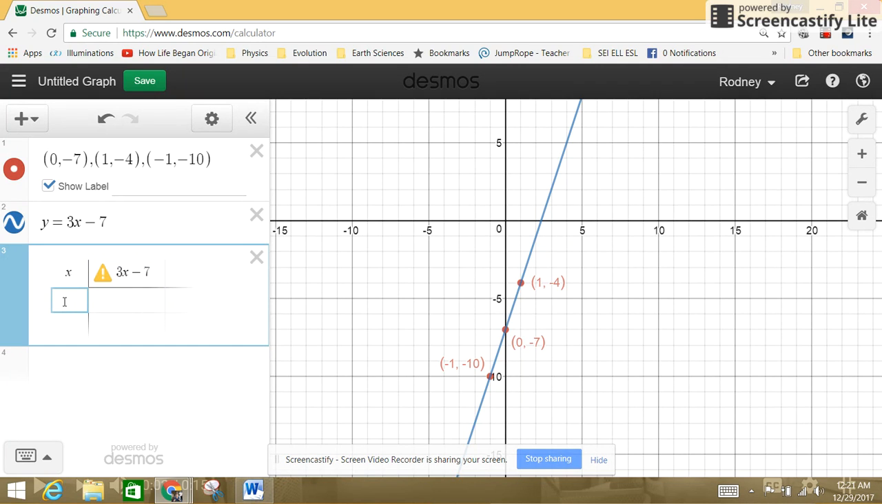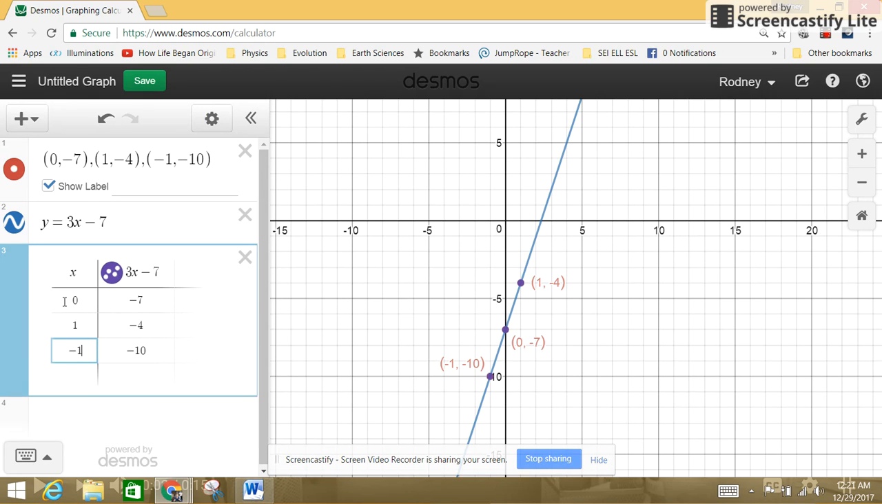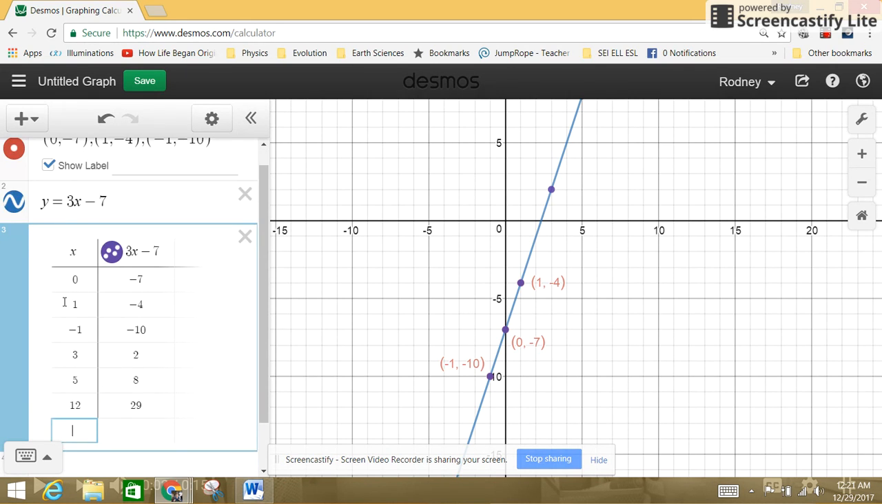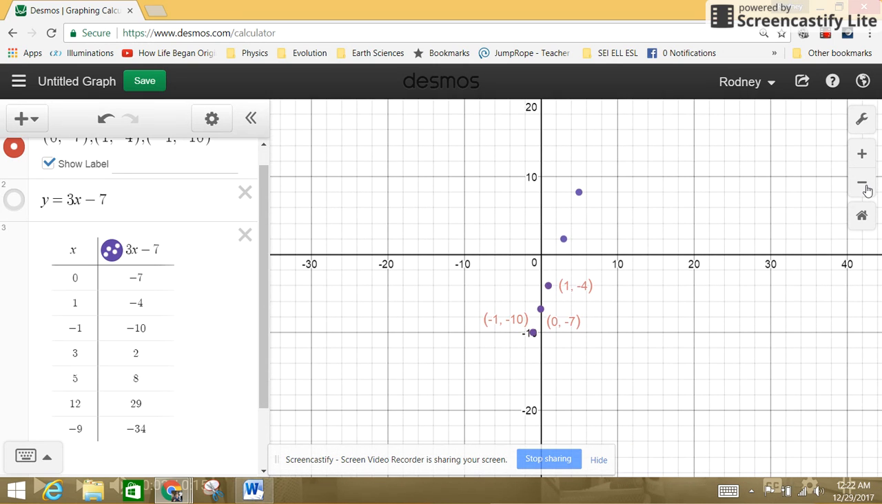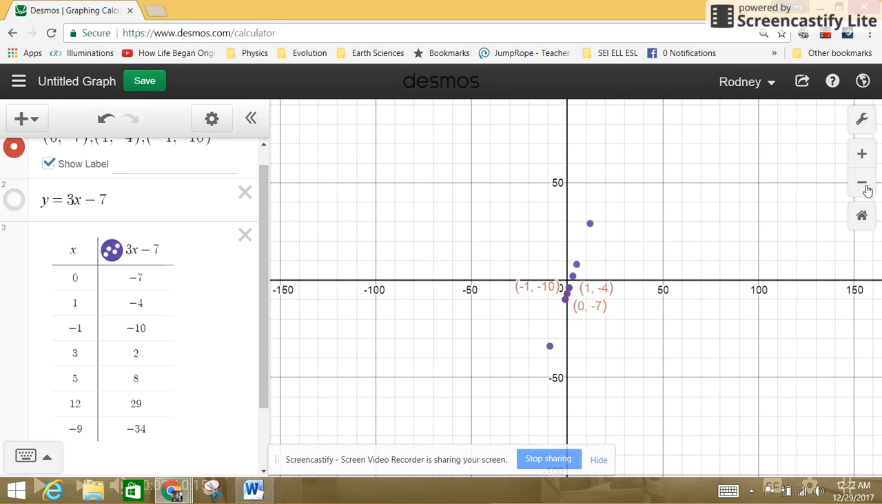So if x is 0, y is negative 7. We already know that. We already know that we get negative 4 if I put x as 1. And if I make x negative 1, I get negative 10. But I could use this to get some others. So I'll put in a few points. I'm actually going to make the line disappear for a minute so we can see this. Zoom out, and we got some other points.